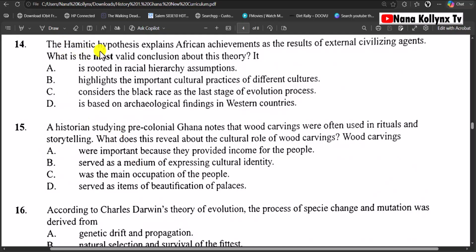The Hamatic hypothesis explains African achievement as the result of external civilizing agents. What is the most valid conclusion about this theory? 15. A historian studying pre-colonial Ghana notes that wood carvings were often used in rituals and storytelling. What does this reveal about the cultural role of wood carvings?